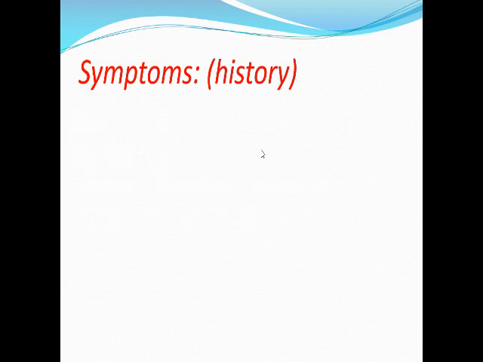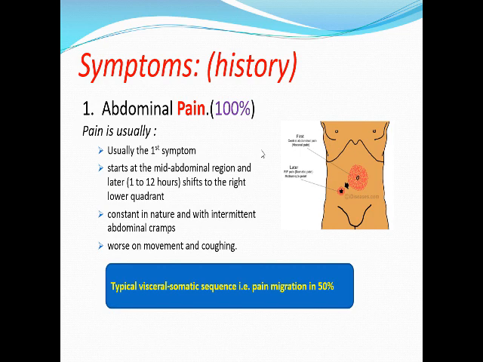By the way, you have to compare between two types of pain, visceral pain and parietal pain. You have to know the cause of each. The cause of visceral pain is the stretch of the visceral peritoneum. The cause of somatic pain is irritation of the parietal peritoneum by the inflamed appendix. The visceral one is not well localized, dull aching, but the other one is stitching or stabbing and well localized. The patient can point to the site of pain. Pain is the main symptom, in 100% of cases.